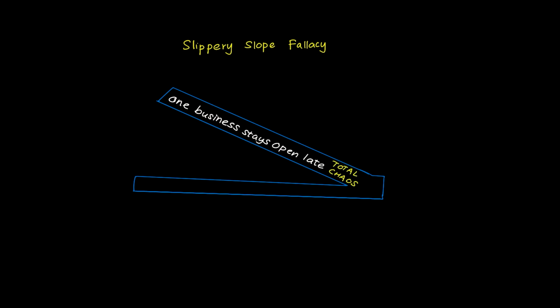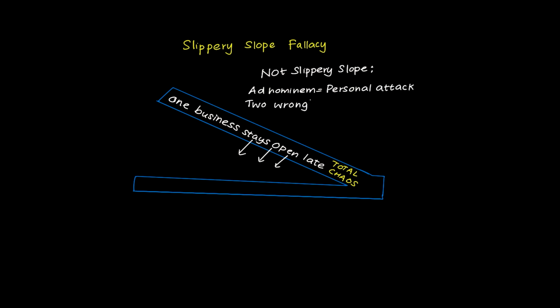Ad hominem attacks the person, not the argument. Two wrongs make a right defends wrong conduct by pointing to similar wrongs done by others. Begging the question assumes the conclusion in the reasoning.